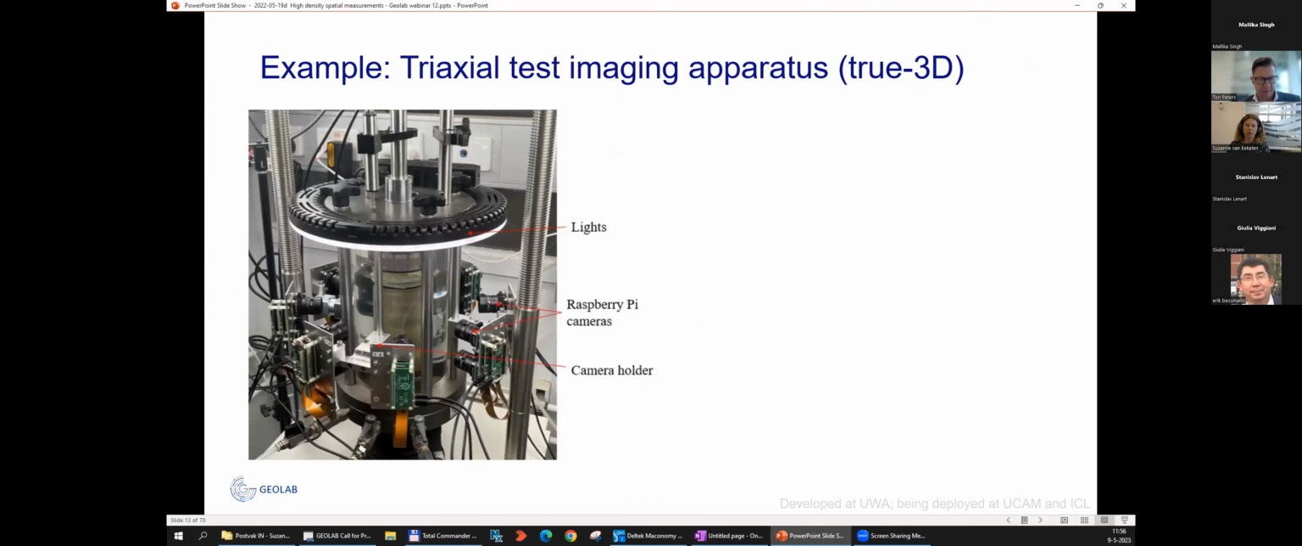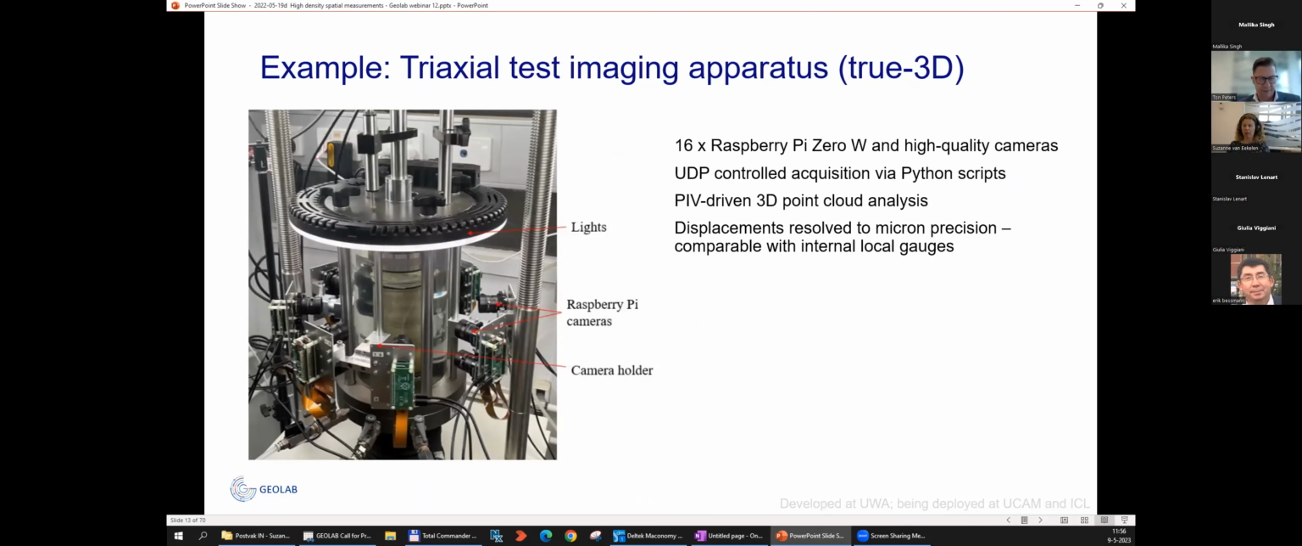Another piece of research was originally done by the University of Western Australia and later developed by Cambridge and ICL. Here we see 6 cameras around the triaxial apparatus. If you look closely, you see a green rectangular thing on those cameras. That's the Raspberry Pi Zero W, combined with high-quality cameras. Each set of camera with that Raspberry Pi is relatively cheap, so labs can afford to buy several of these.